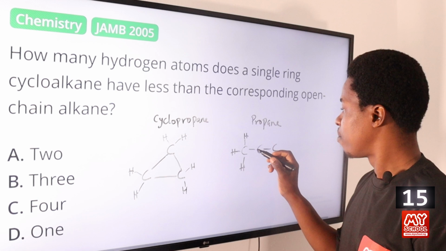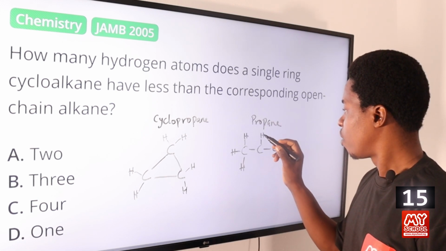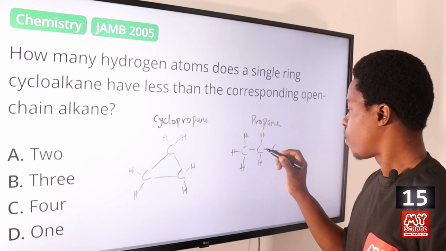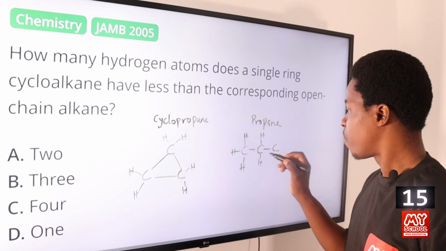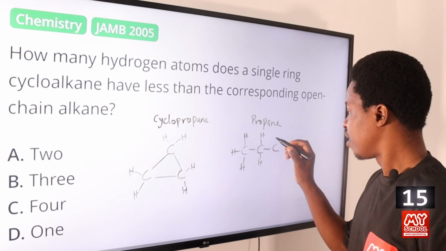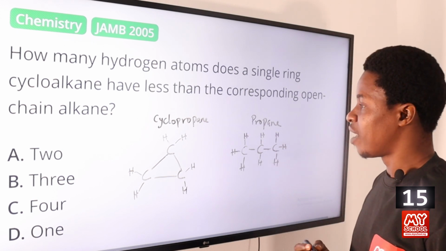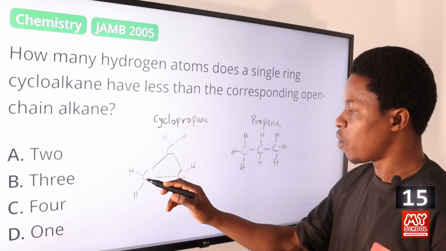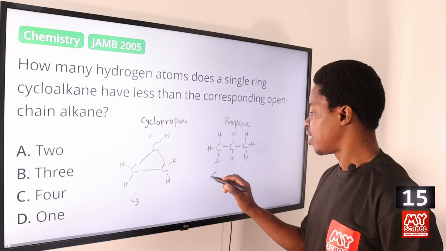For this carbon atom, we have 1, 2, 3, and 4. This carbon atom is attached to this carbon: 1, 2, 3, 4. For this carbon atom, we have 1, 2, 3, 4. So let's count now. The number of carbon atoms we have here: 1, 2, 3, so we have C3. For this one also 1, 2, 3, C3. So they are the same.